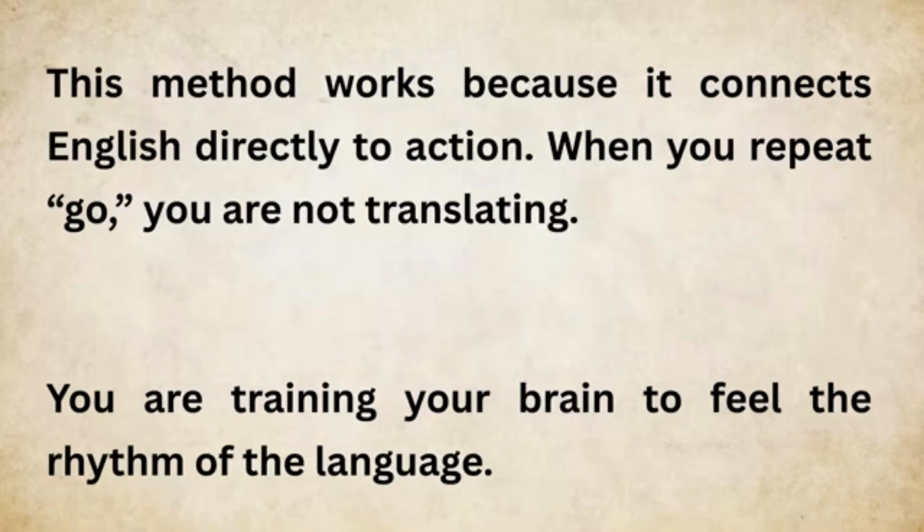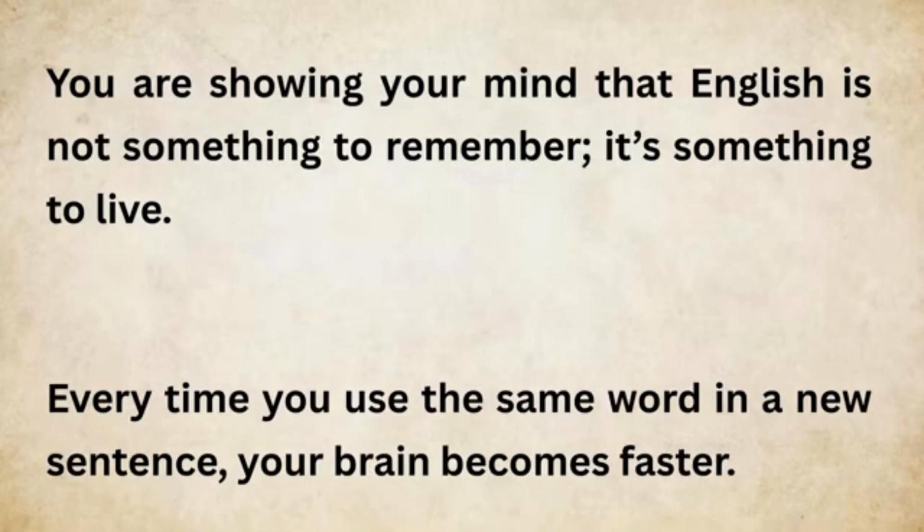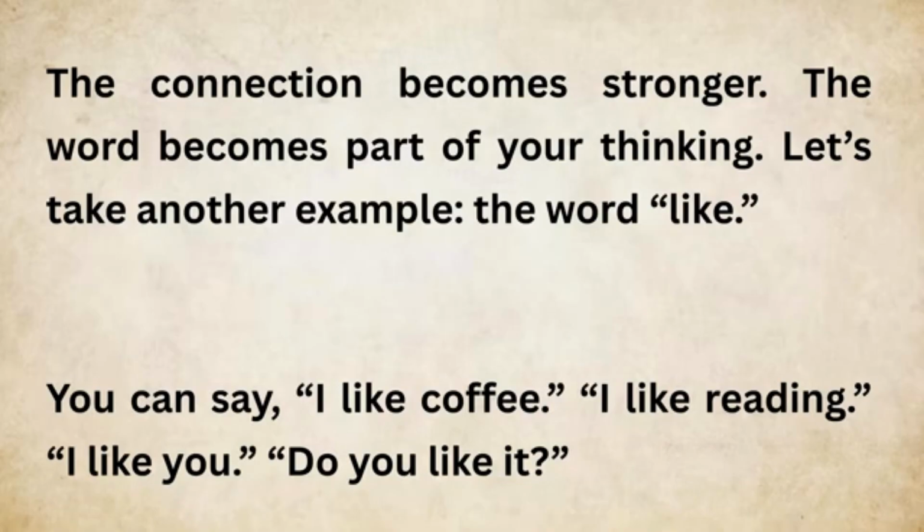This method works because it connects English directly to action. When you repeat go, you are not translating. You are training your brain to feel the rhythm of the language. You are showing your mind that English is not something to remember, it's something to live. Every time you use the same word in a new sentence, your brain becomes faster. The connection becomes stronger. The word becomes part of your thinking.